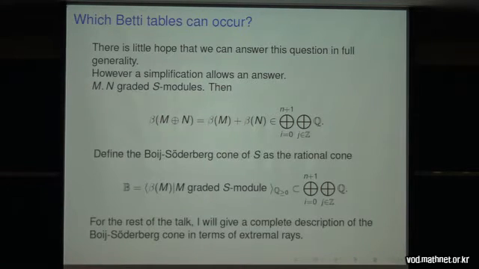So we define the Boij-Söderberg cone as a rational cone generated by Betti tables of graded modules with positive rational coefficients. So I take linear combinations of these Betti tables with rational coefficients. So this sits inside this vector space. And as I said, for the rest of the talk, I will give a complete description of the Boij-Söderberg cone in terms of extremal rays.